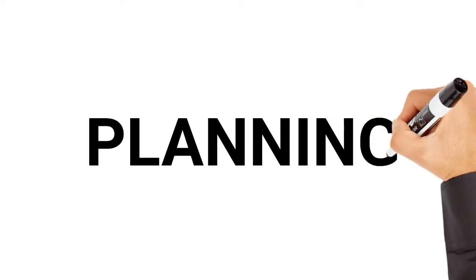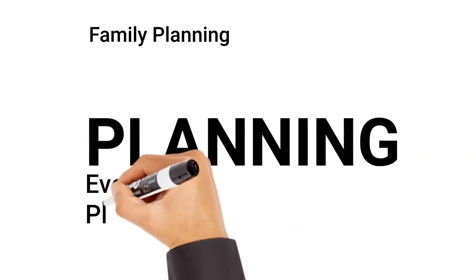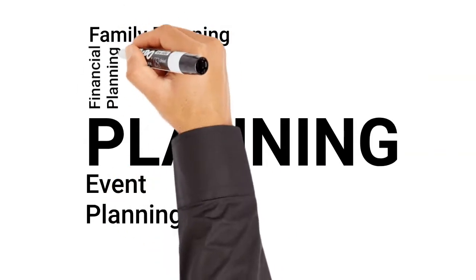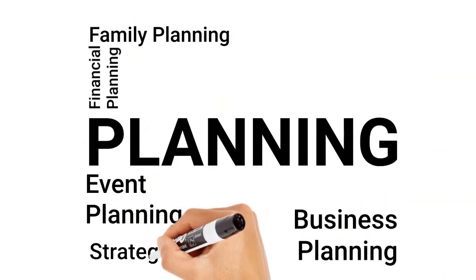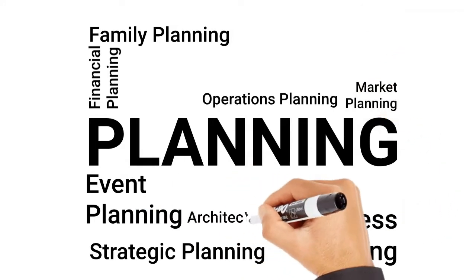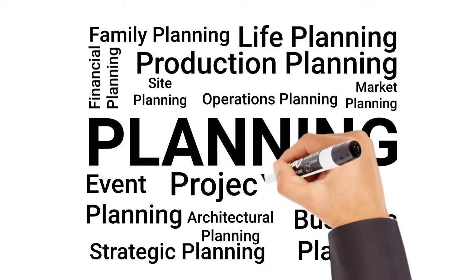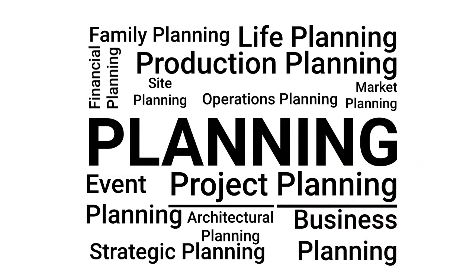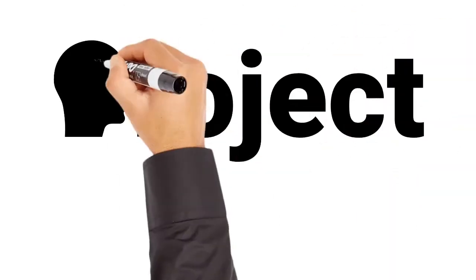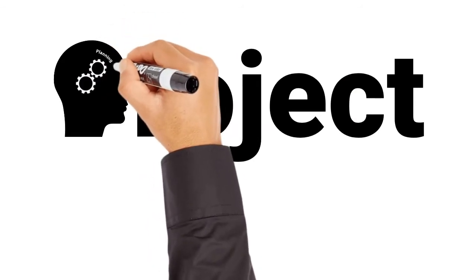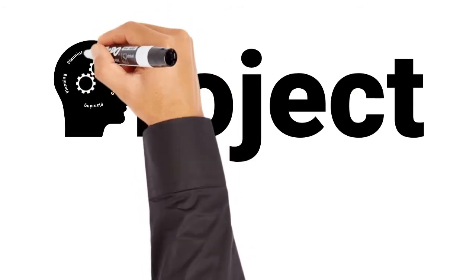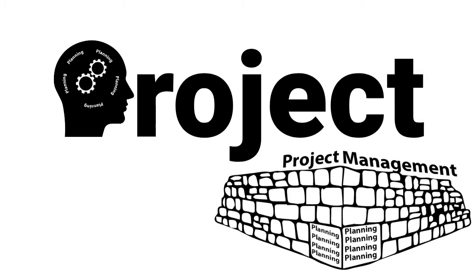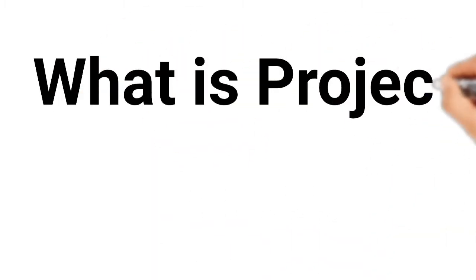There are different types of planning like family planning, event planning, financial planning, business planning, strategic planning, marketing plan, architectural planning, production planning, project planning, and so on. Project planning lets the people know what tasks you want to include in the project. Whatever task you can think of, planning is always the intrinsic nature of any project. Project planning is the cornerstone of the project management function and helps to bridge the gap between the present and future course of action. So, what is project planning?